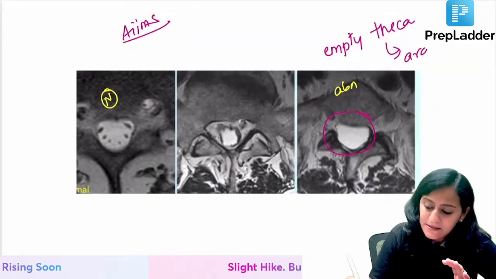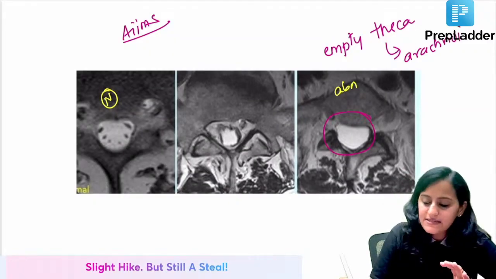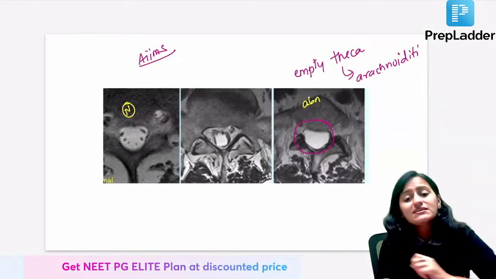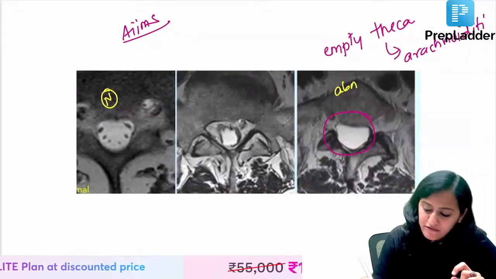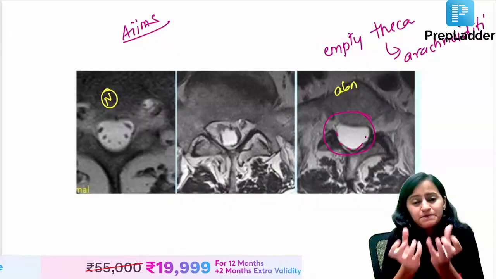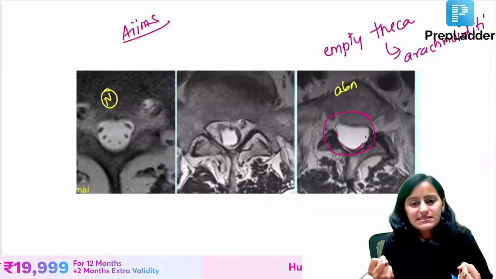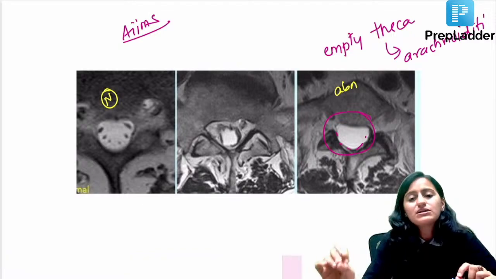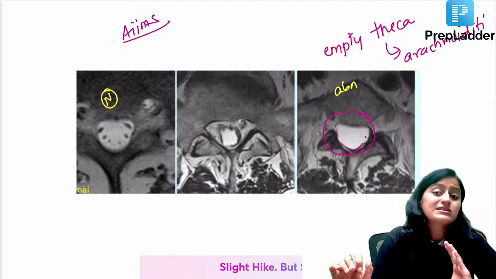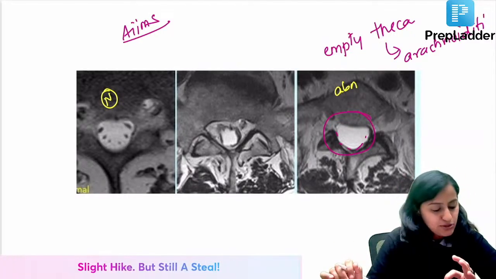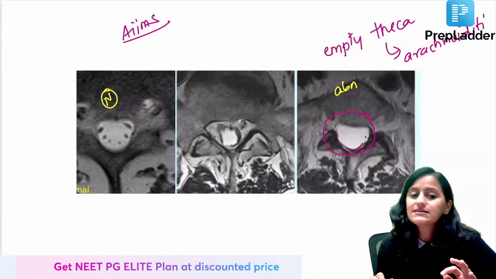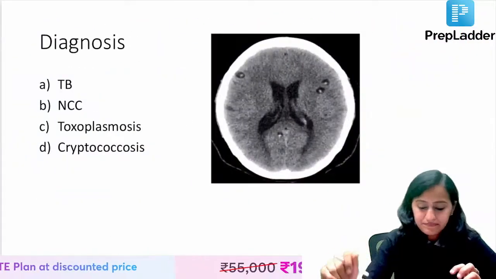Where is it seen? In arachnoiditis. Okay, arachnoiditis shows this empty theca sign. Why? Because of the arachnoid inflammation, it pulls the nerves towards itself. So all the nerves go in the periphery. That is why they are not seen in the CSF sac. So the theca appears empty. So it is arachnoiditis. Empty theca or empty thecal sac sign is arachnoiditis.